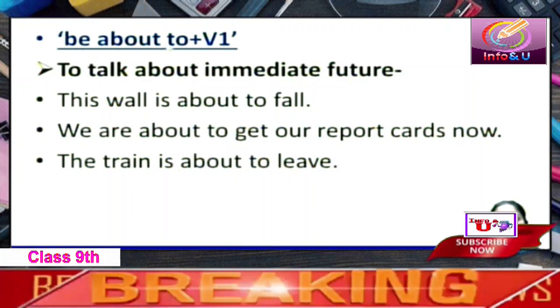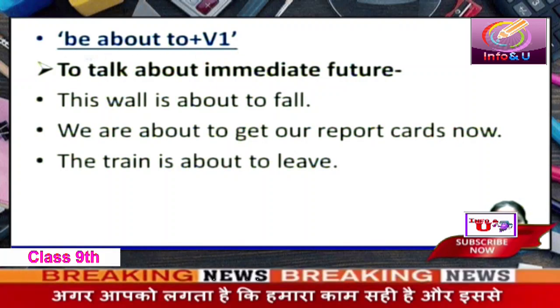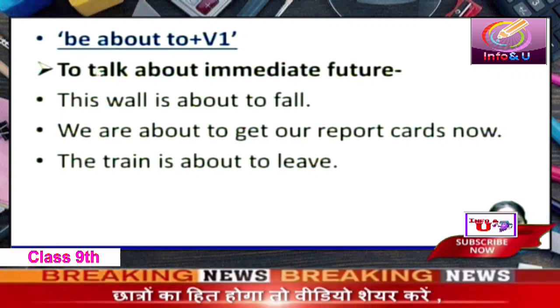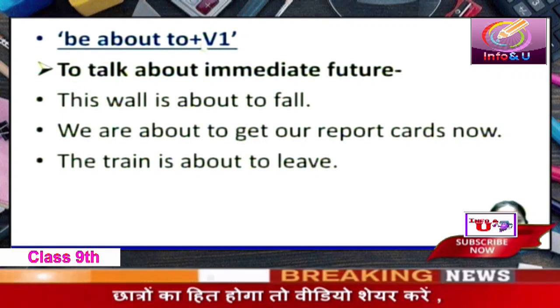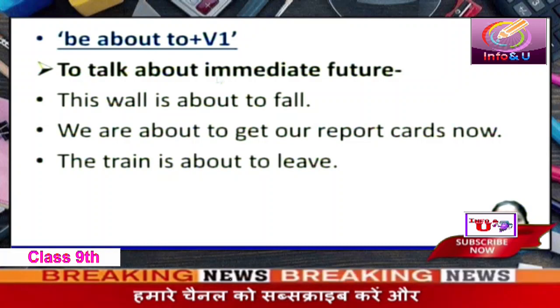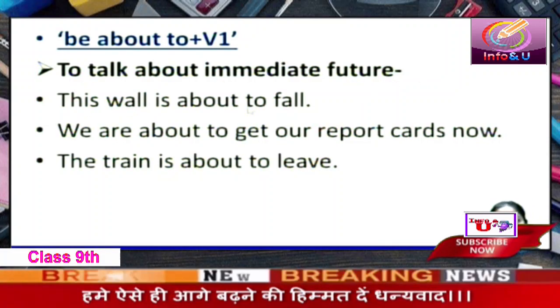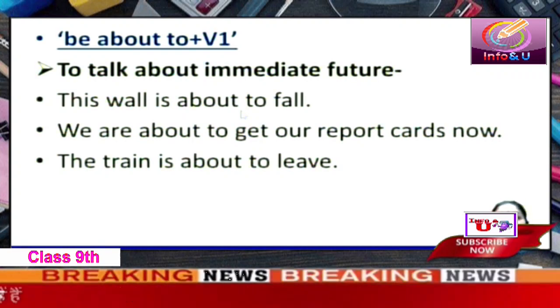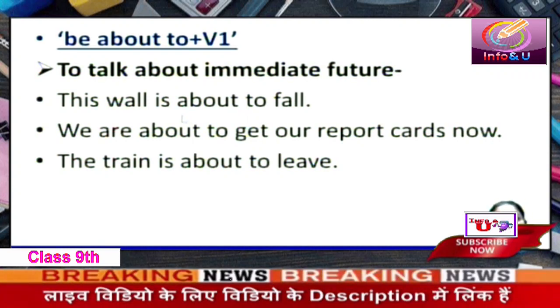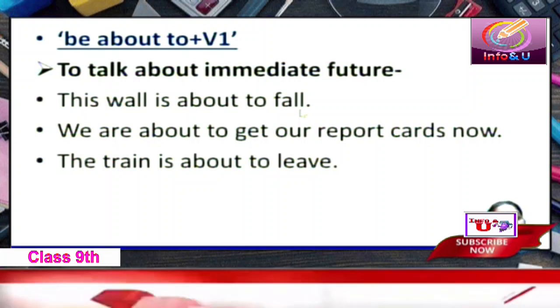Be about to plus V1. Be means is, am, are, was, were. Then about to plus V1, to talk about immediate future. This wall is about to fall. This is immediate future action which is denoted here. We think that it is about to fall.